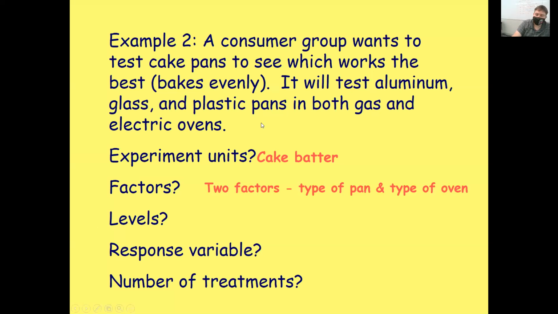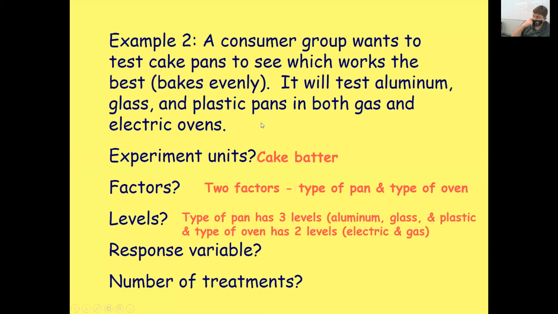Well, for the pans, I have 3 levels, or 3 varieties. That's aluminum, glass, and plastic. And for the oven, I have 2 types. This is where you have electric and gas. Does that make sense when I say levels and factors now? I think this example is a little clearer than the first one about what I mean specifically.